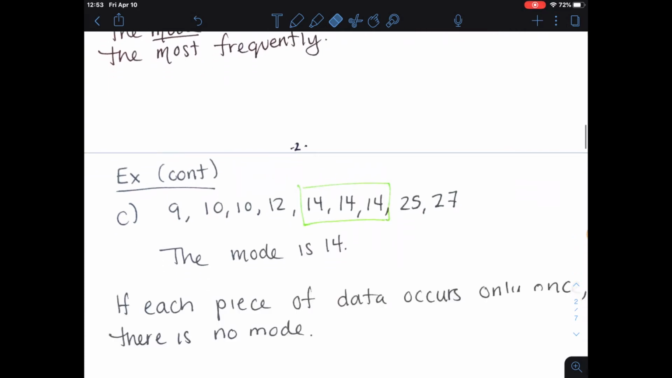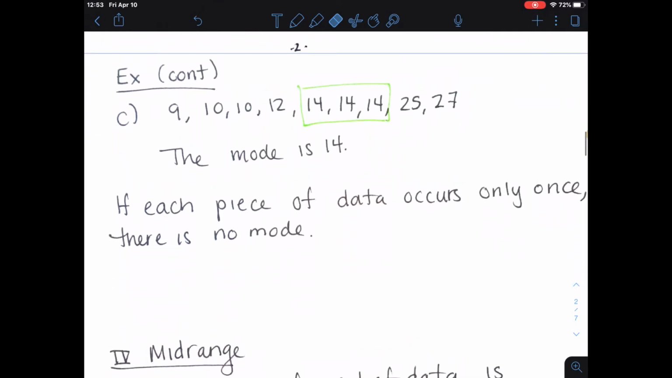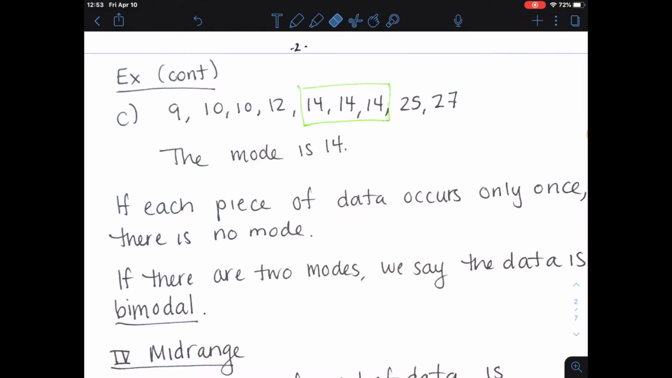If you have no repeats, so each piece of data only occurs once, there's going to be no mode, so you don't want to list everything out. You can have more than one mode. You can have 2, you can have 3, but if there are 2 modes, we say the data is bimodal.